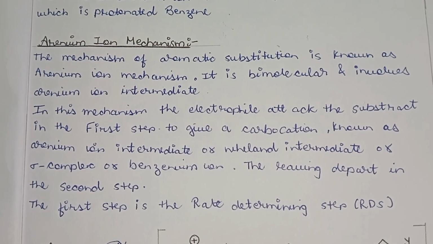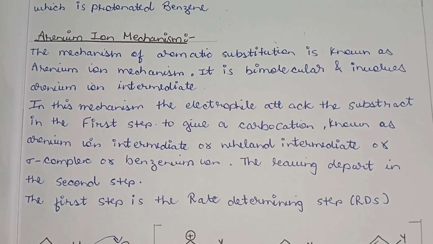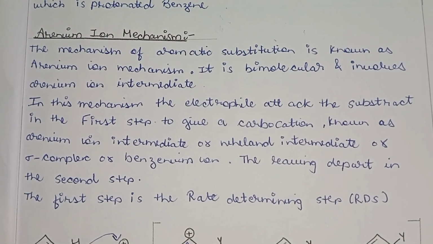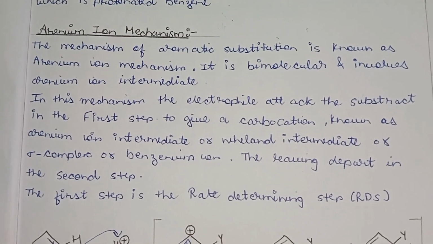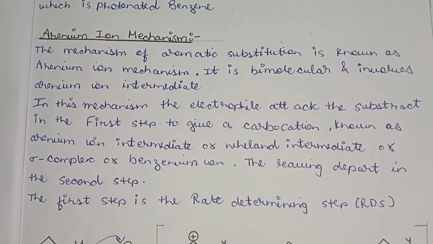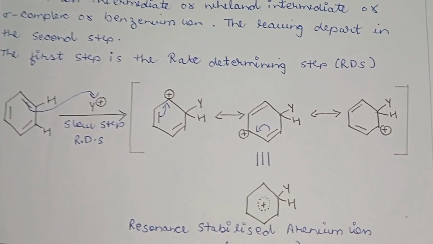In this mechanism, the electrophile attacks the substrate in the first step to give a carbocation known as arenium ion intermediate or Wheland intermediate or sigma complex or benzenium ion. The leaving group departs in the second step. The first step is the rate determining step. This is the mechanism of arenium ion.